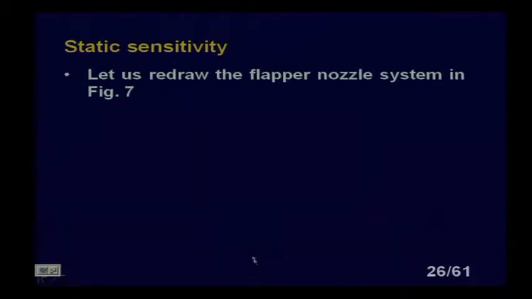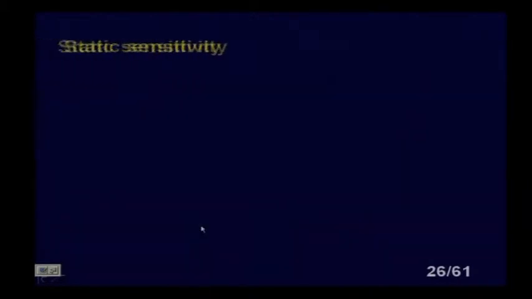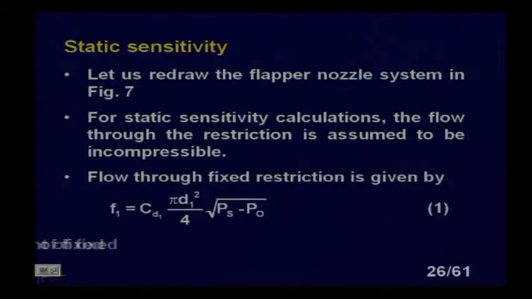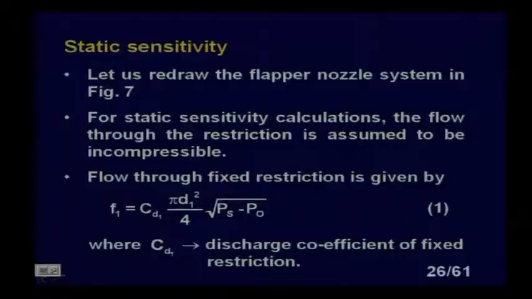Now, how will I compute the static sensitivity of the flapper nozzle systems? Let us redraw the flapper nozzle system as I told you in the figure 7. It is same as the figure 7, there is no difference. For static sensitivity calculation, the flow through the restriction is assumed to be incompressible, right. Flow through the restrictor is incompressible. First we assume, as in many fluid dynamics methods we have seen. Now, flow through the fixed restriction is given by F1 = C_D1 π D1² / 4 √(P_S − P_O), which is equation number 1.